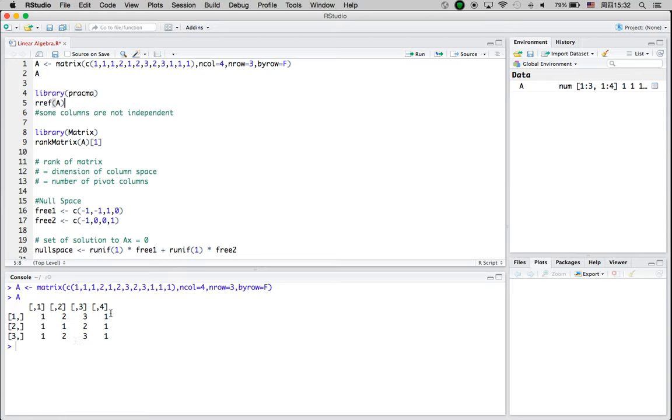So you can see that the 4th column is literally identical to the 1st column. And then the 3rd column is actually the sum of the 1st and the 2nd column. So the 3rd column and the 4th column can be achieved by some linear combination of only the 1st and the 2nd column here. So we notice that not all columns are linearly independent.